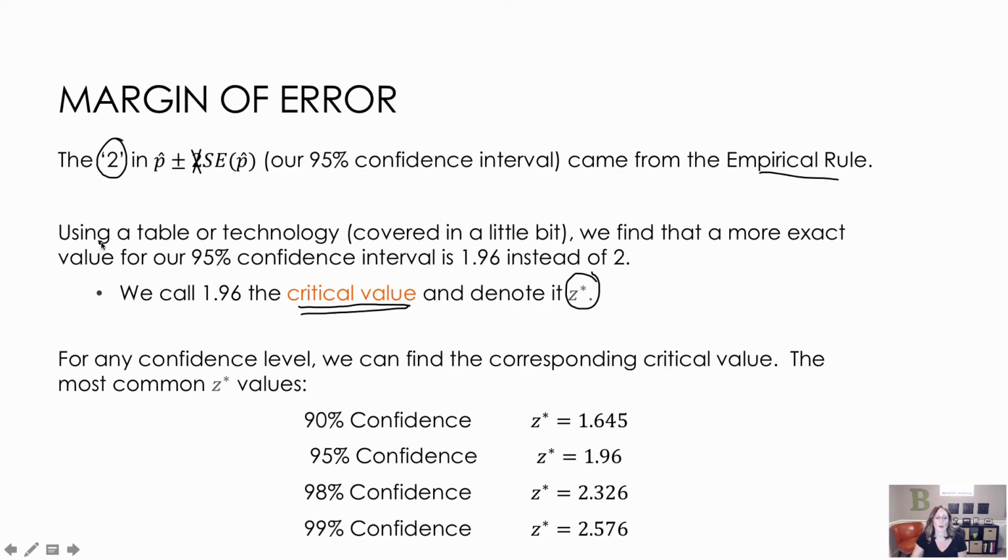Okay, so I'm going to show you using a table or technology, covered in just a little bit, how to find this 1.96, but that is our critical value for a 95% confidence. So you can have any level of confidence that you want. These are the most common, the ones that you'll see most often. So if you see these, whether you're working on a case study or in MyStatLab, you can use these values as your z star. But if it's another value, or you forget about this video or whatever, I'm going to show you how to actually find it using technology.